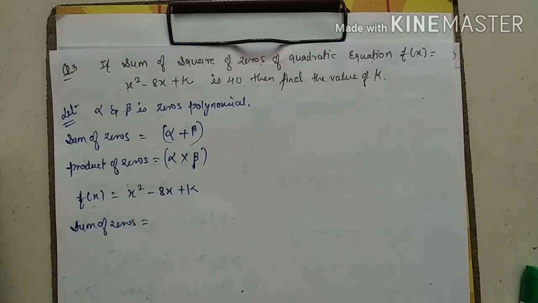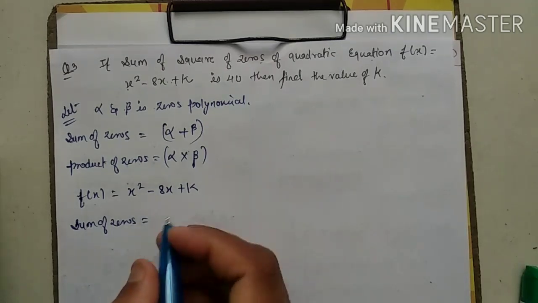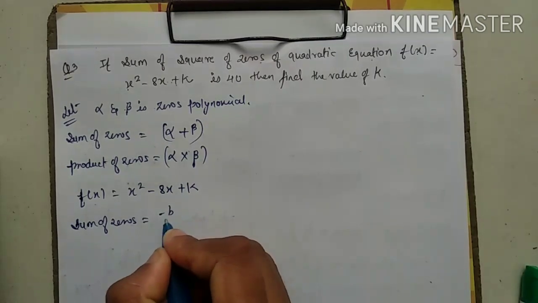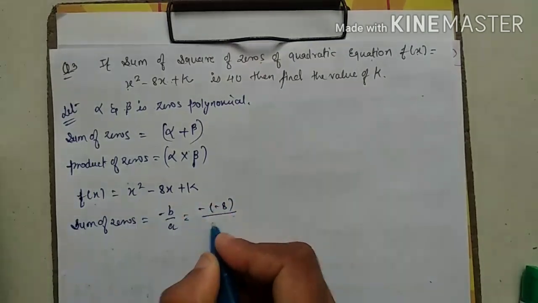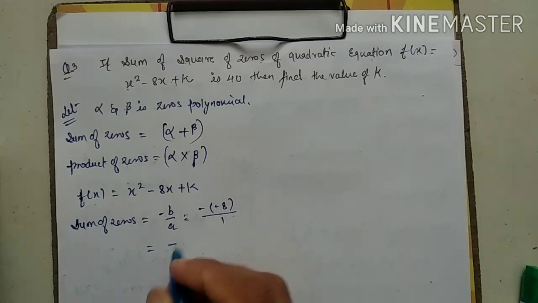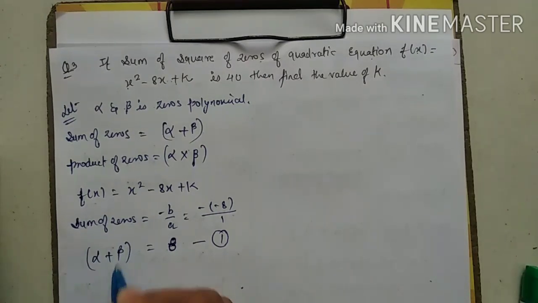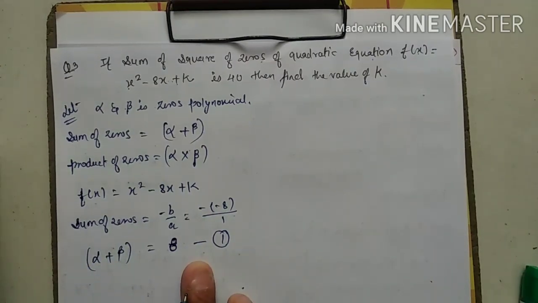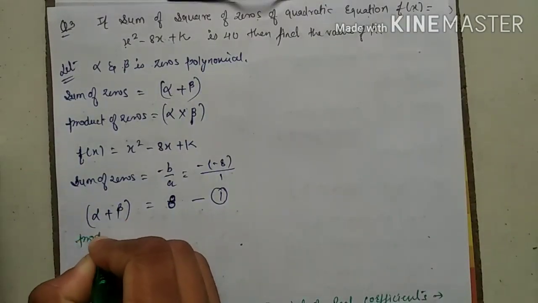Minus coefficient of x upon coefficient of x square. Correct? So I am not writing it again and again, I am writing minus b upon a. Minus b means minus of minus 8. A is 1. So what am I getting? My answer is 8. So assume this one as your first equation. Sum of zeros you are getting as 8. Is it clear? And sum of zeros is what? Alpha plus beta. So you are getting alpha plus beta equals 8. Now come to the next, product of zeros.